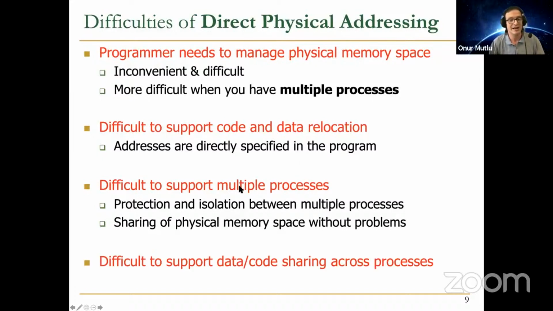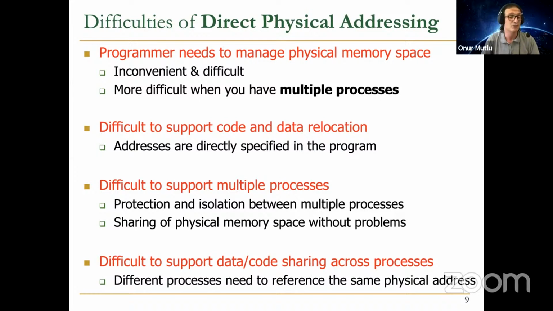And then I think this is actually similar to this last point. Difficult to support data and code sharing across processes if you have direct physical addresses. Different processes need to reference the same physical address in some way, and it's not easy to do because they have to somehow coordinate different physical addresses. And how do you do that, right? How does programmer A know to use the same physical address as programmer B? You need to have a central database, and that becomes very, very cumbersome to maintain.